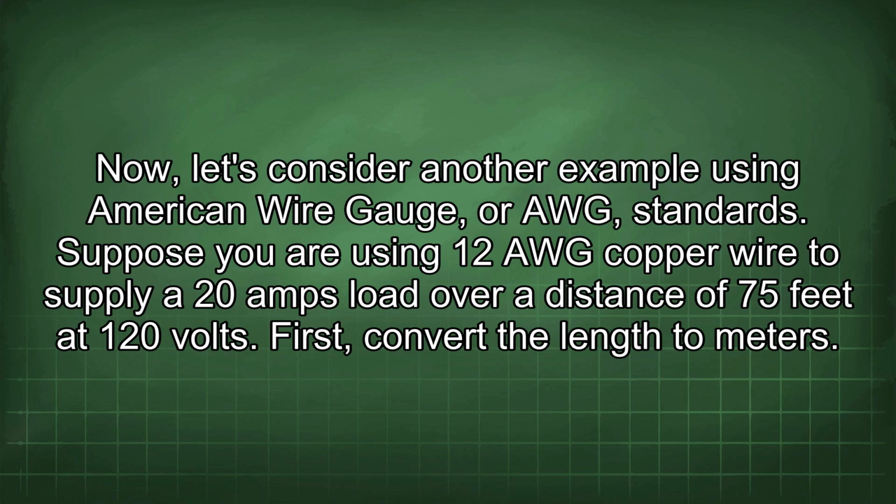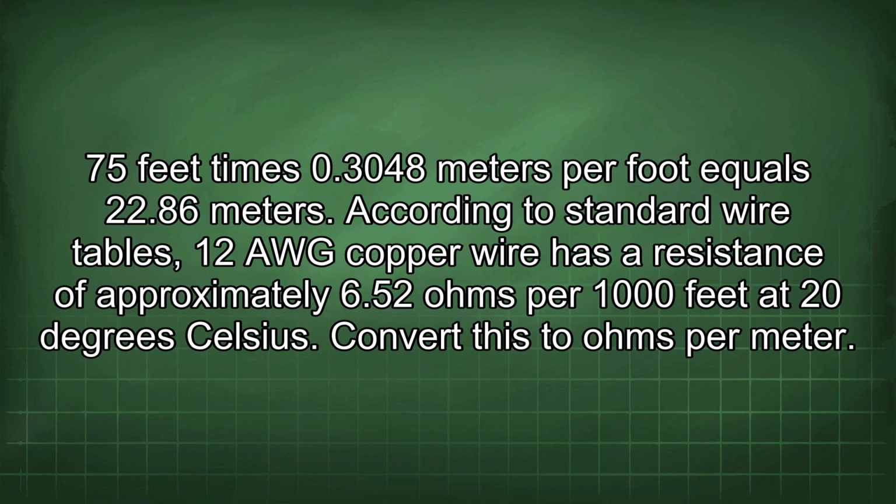Now, let's consider another example using American wire gauge, or AWG, standards. Suppose you are using 12 AWG copper wire to supply a 20 amp load over a distance of 75 feet at 120 volts. First, convert the length to meters. 75 feet times 0.3048 meters per foot equals 22.86 meters.